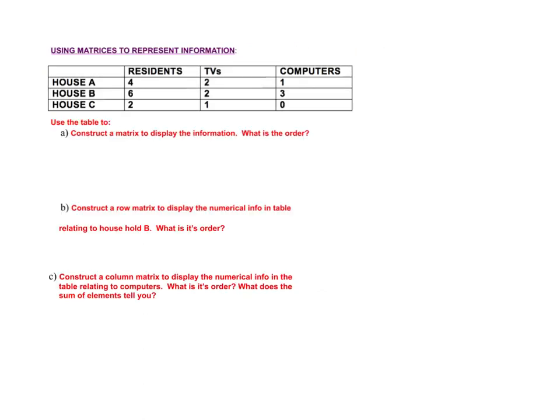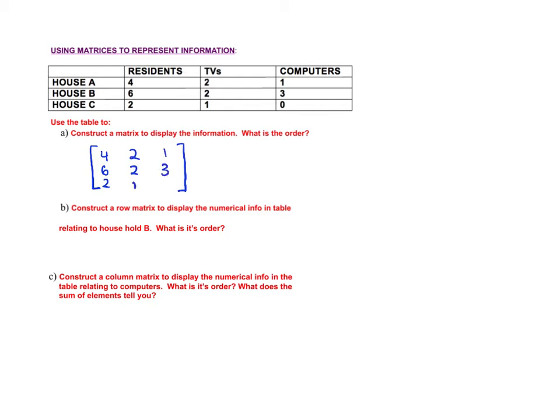Here we're going to look at some data they give us, and they ask us to represent the data in matrix form. So it says up here, there are 3 houses they've surveyed and they've asked how many residents, how many TVs and how many computers they've got. And it says construct a matrix to display the information and what is its order. So all I have to do, it is really that simple, is change that and put it in square brackets, okay?